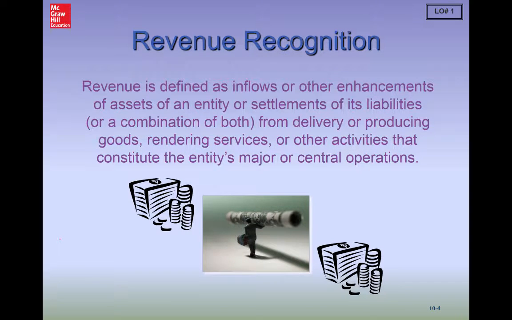First, let's start off with revenue recognition. So we understand that revenue is defined as those inflows and other improvements to assets of an entity, in addition to possibly using cash or revenue to satisfy the liabilities. And how a company generates revenue is through delivering or providing goods and services. Revenue is generated through the central operations of the company. So for example, if you're Starbucks, then you generate money by actually selling coffee.